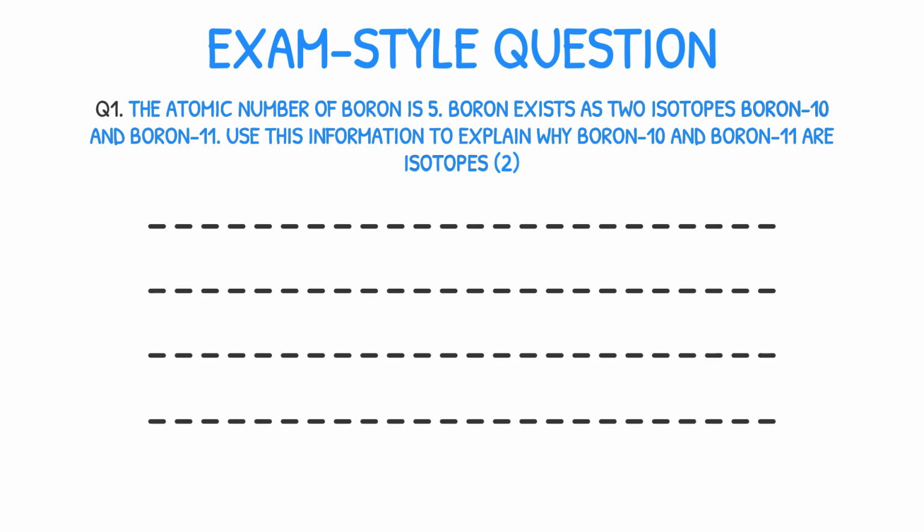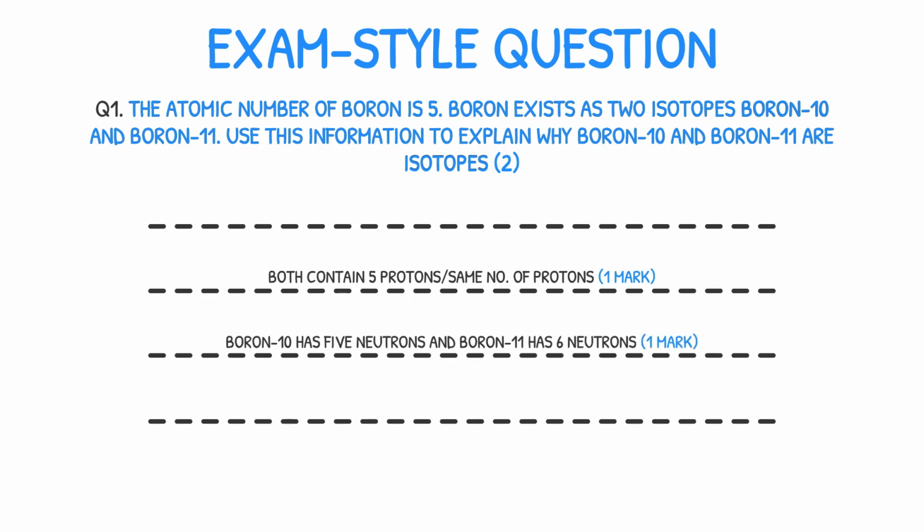Well, we know that an isotope is an atom of an element with the same number of protons but a different number of neutrons. All this question is asking you to do is to show that both of these isotopes reflect this concept. So, as they both have an atomic number of 5, this means that both atoms will have 5 protons. That's it. That's your first marking point. However, boron-10 has 5 neutrons and boron-11 has 6 neutrons. That's your second marking point.